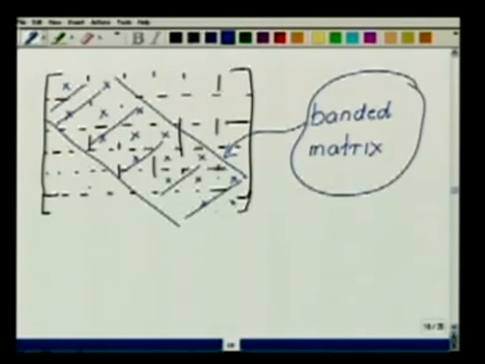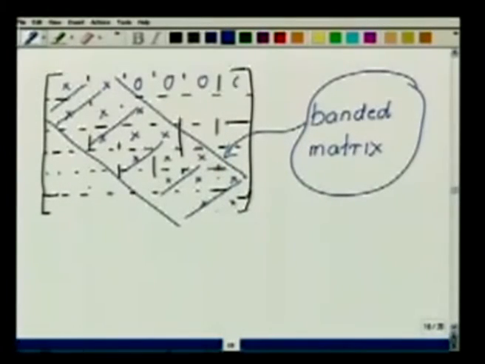This is another very important feature of the finite element method, that the stiffness matrix that you get in the finite element method is generally of this form, where you will have the diagonal entries and some elements in the neighborhood of the diagonal non-zero, and everything else is zero. These are all zero entries.